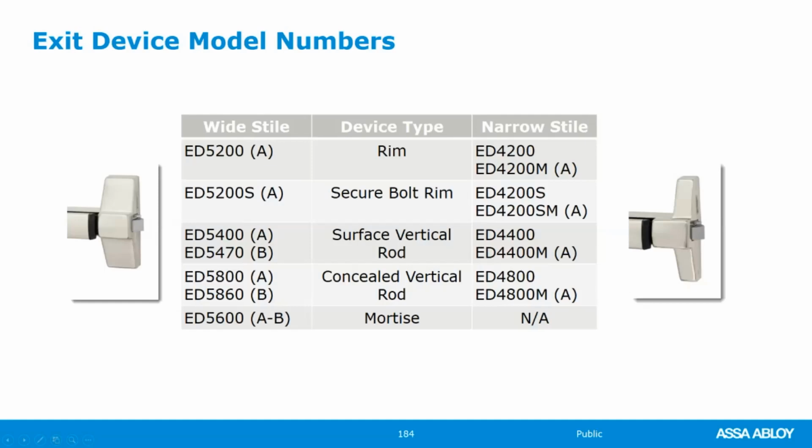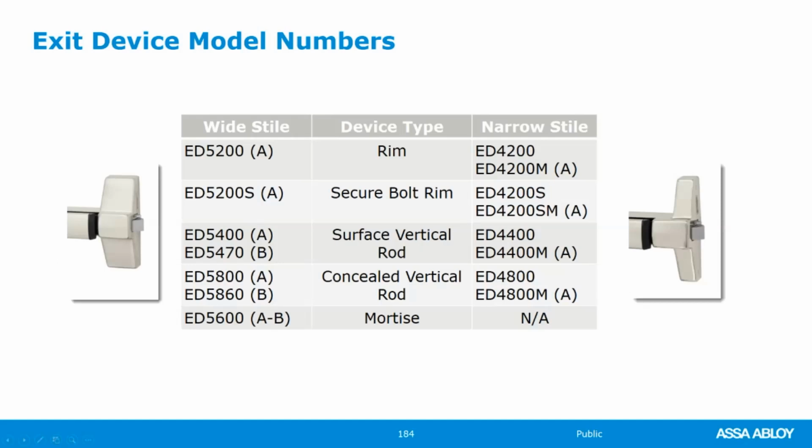Going across, we do not offer a 4470 or a 5860. It's an ED4400, an ED4800 for the surface vertical rod and concealed vertical rod. The M version of that, you can get both of those A-labeled as well. But again, there are limitations to size. And when I talk about the height of the doors that you can use these on, it has to be based on what the wood door manufacturer has tested for, what they will allow.